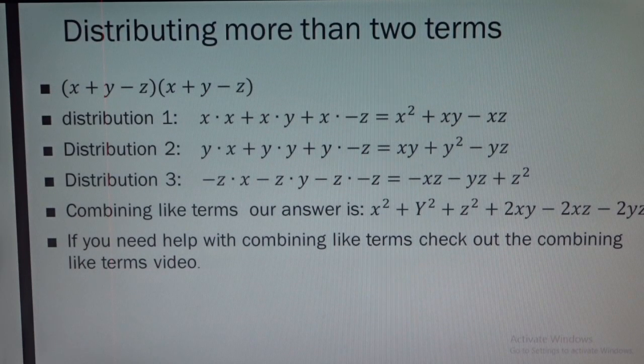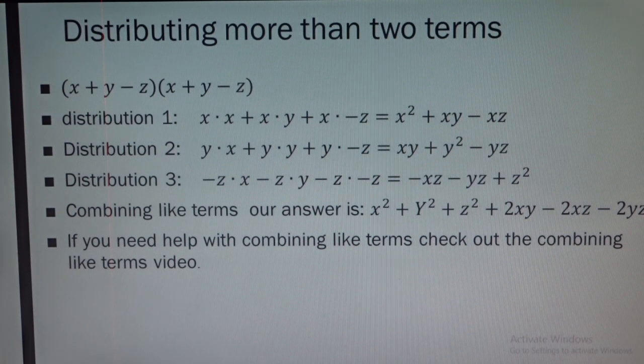Distributing more than two terms. All this means is we're going to distribute the x to each of the terms in the second parenthesis, then we're going to distribute the y to each of the terms in the second parenthesis, then we're going to distribute the negative z to each of the terms in the second parenthesis.